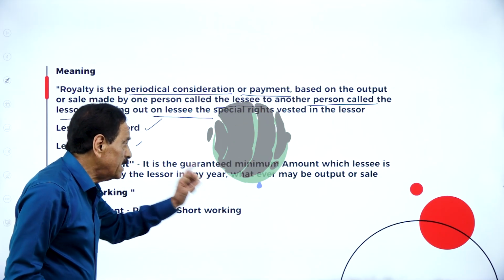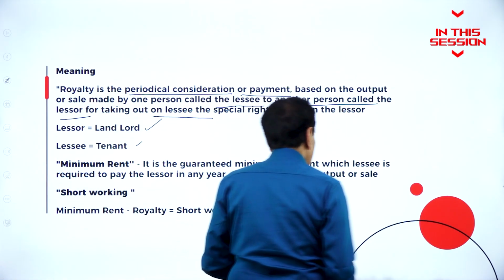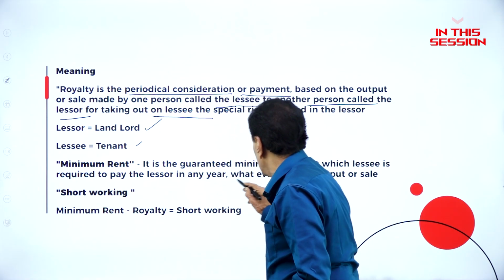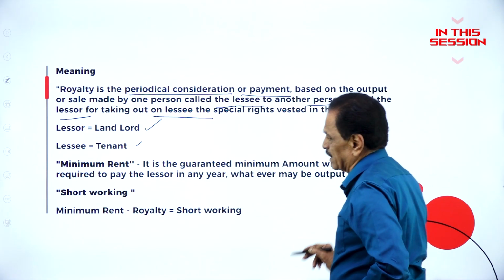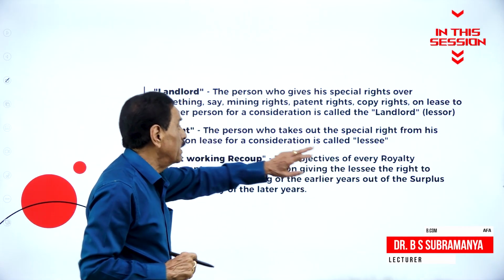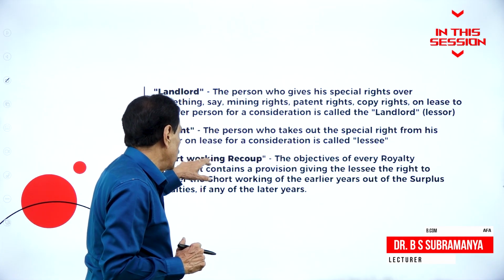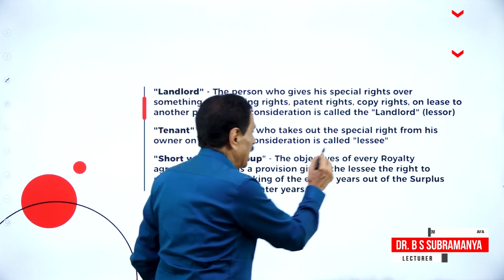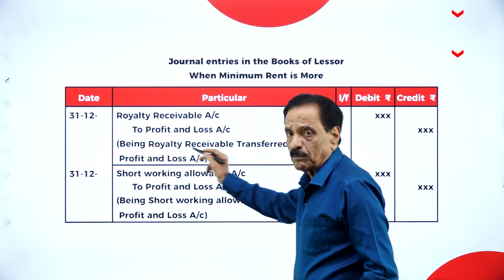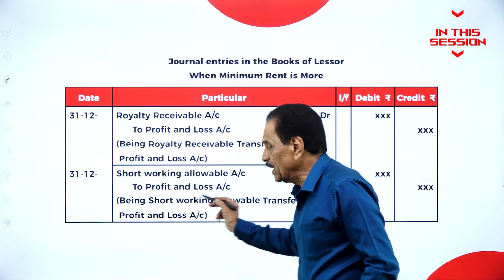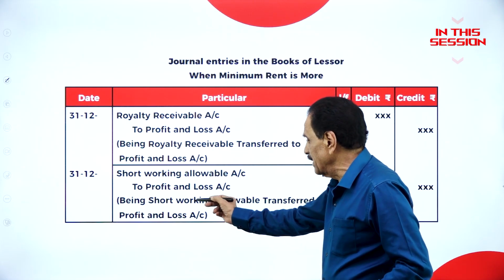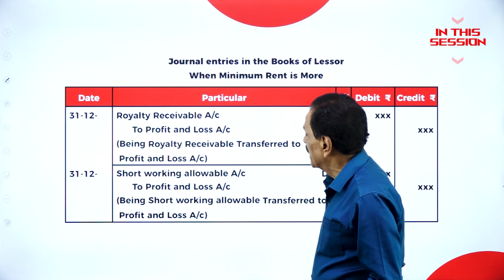It is the guaranteed minimum rent which the lessee is required to pay the lessor in any year, whatever may be the output or sale. Tenant, the person who takes out the special right from his owner on lease for a consideration, is called the lessee. Royalty receivable account is transferred to profit and loss account. Short working allowable account is transferred to profit. If the short working is not recovered, then you have to transfer it to profit and loss account.